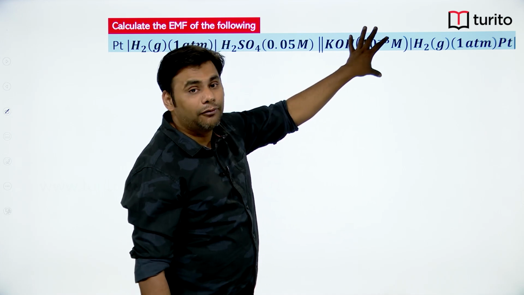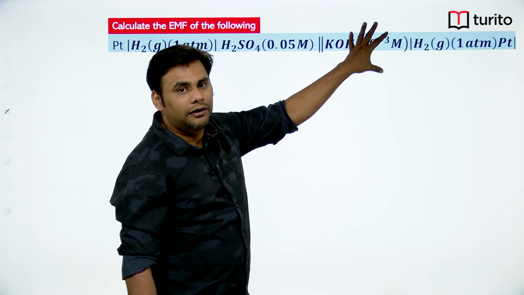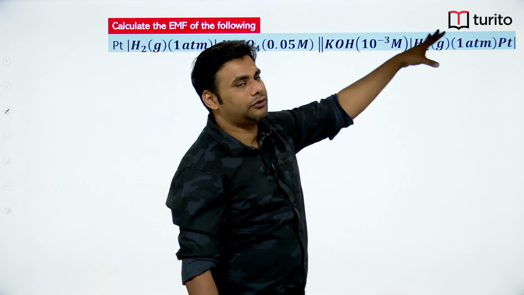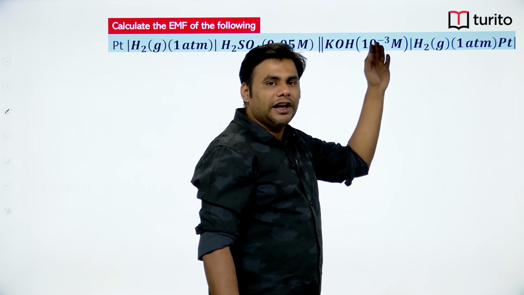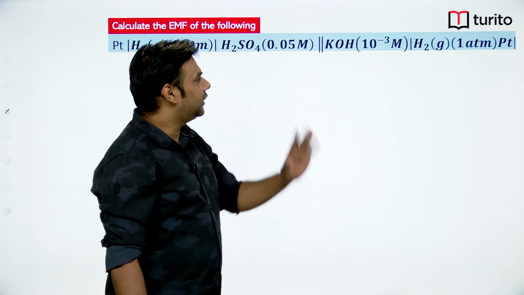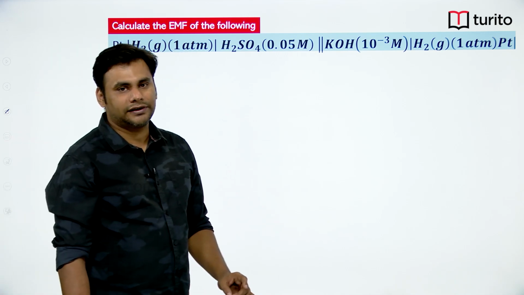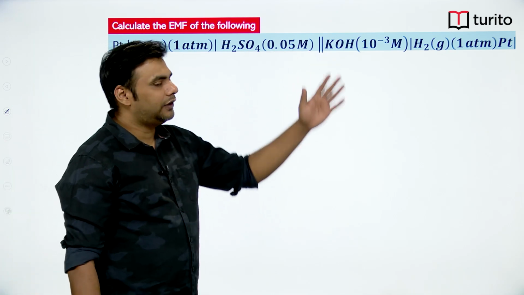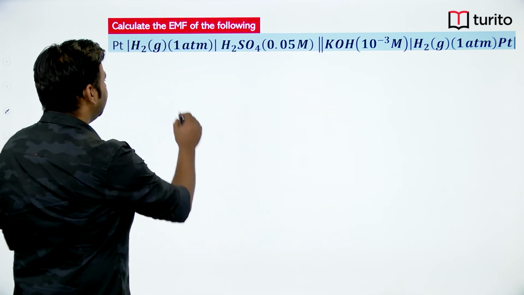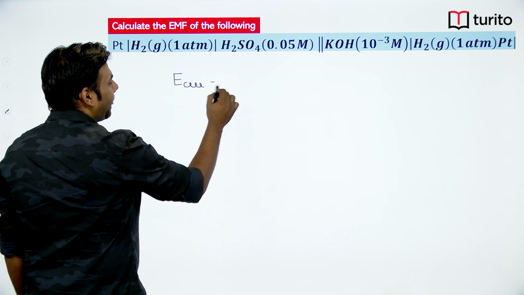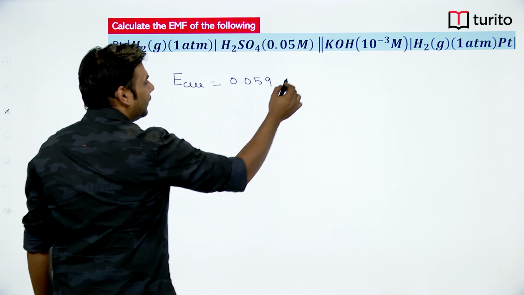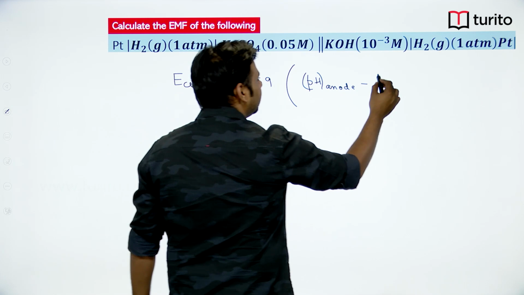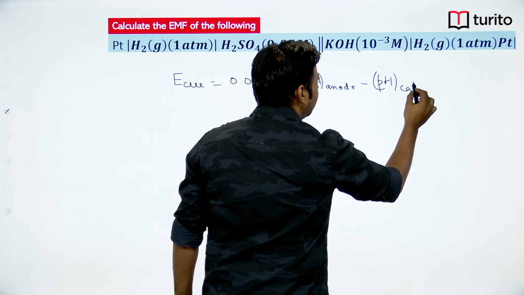Now in this case we have been given the concentration of OH negative, so we can find out the concentration of H plus. We have to find the concentration of H plus because the concentration of OH negative is given to us as 10 raised to minus 3. Now because this is again an electrolytic concentration cell, the activity of the hydrogen gas is the same. So we will say that E cell is always 0.059 into pH of anode minus pH of cathode.